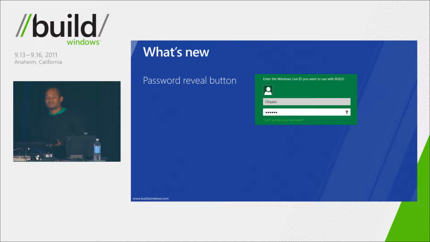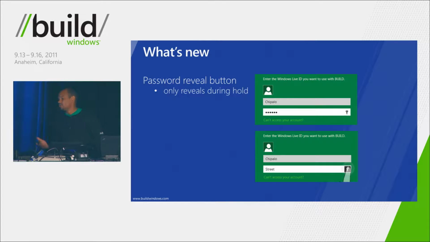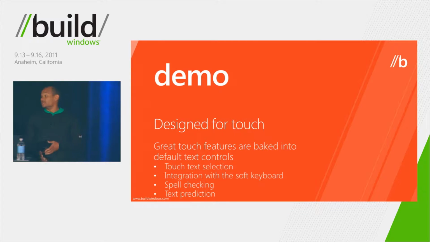On our password box, we've added a password reveal button. This helps increase users' confidence when entering passwords so that they know they've entered the password that they think they've entered. When you press and hold on the password reveal button, it shows the user the text they've entered. So let's take a look at some of these new features that we've added live.